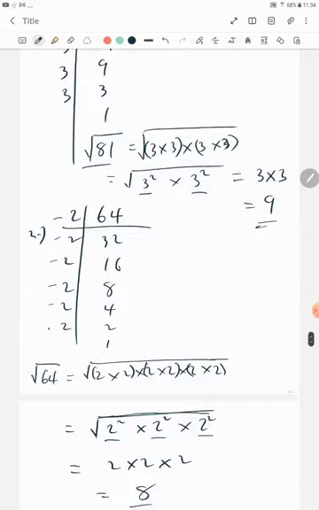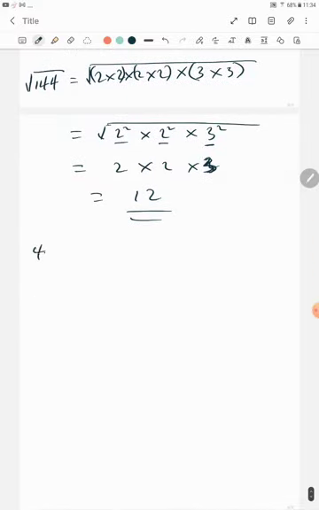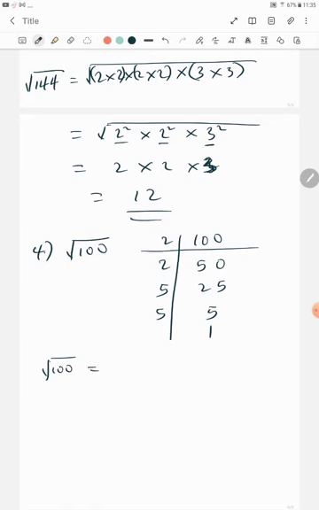And lastly, I have a square root of 100. So that's number 4. Square root of 100. So I have 100. I have 2. That will give me 50. That will give me 25. So give me 5, 5, and 5 here will give me 1. Okay, let's shorten that. So that will be root 100 now equals to all roots 2 times 2 times 5 times 5.